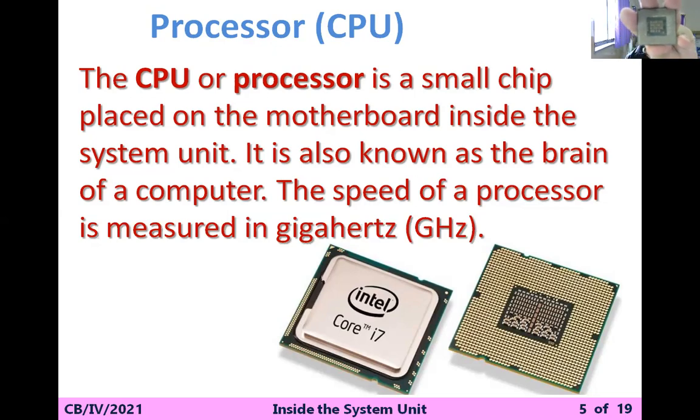Those pins will set in their desired place on the motherboard, and backside it is plain and the name of the processor will be given. And every processor has different speed. Okay, and their speed is measured in gigahertz. In which unit? Gigahertz. In short, it is GHz. So this is CPU's part, that is processor.